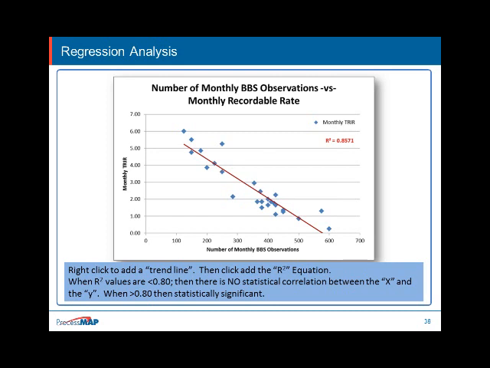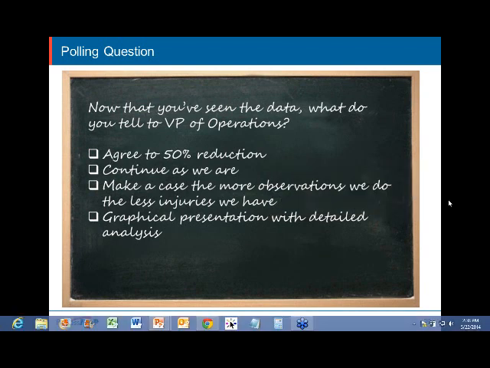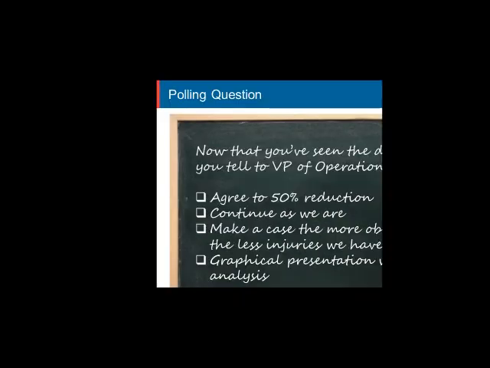So as you can see here, this data is showing that as we increase... I'll tell you what, let's take a poll. You tell me what you see here, okay? Now that you've seen the data, what do you tell the VP of Operations? Do you say, okay, we agree to a 50% reduction? You tell her that we continue as we are. You make a case that the more observations we do, the fewer injuries we have. Or you do a graphical presentation with a detailed analysis. Sorry, you agree to a 50% reduction, you recommend that we continue as we are, or you recommend doing more observations.